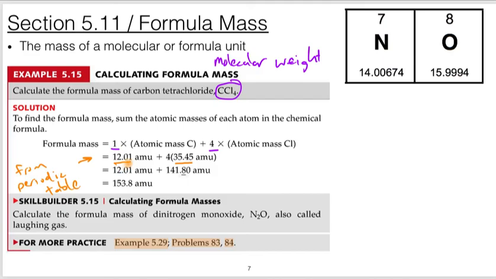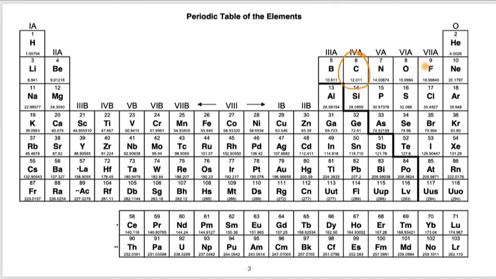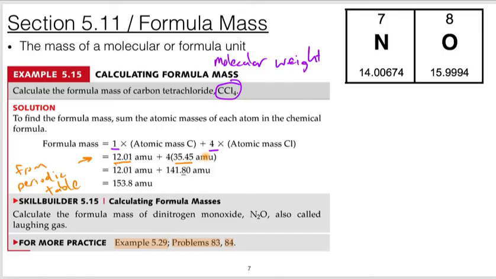Let's see where these numbers are coming from. There's carbon, there's chlorine, and it's just these bottom numbers, that average atomic mass. And again, for a test, you'll have the periodic table, so you don't have to memorize all these numbers. Multiply each atomic mass by however many atoms are there, and then you sum everything up. So that's the formula mass or the molecular weight for carbon tetrachloride. Let's do this example with the dinitrogen monoxide, nitrogen oxide compounds that we saw a few minutes ago.